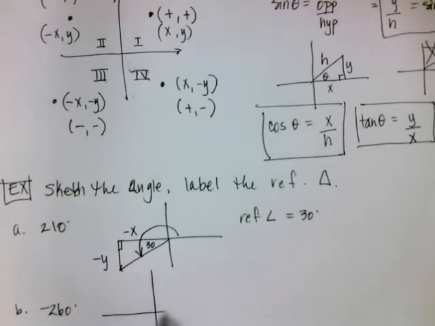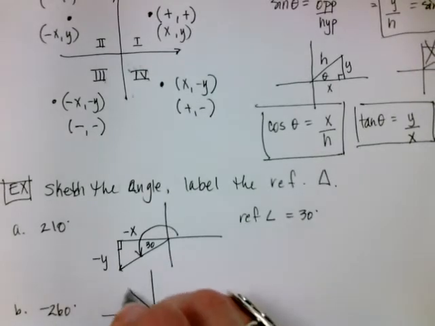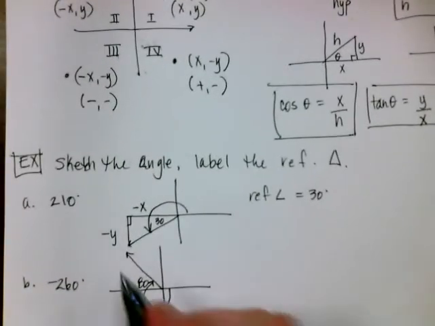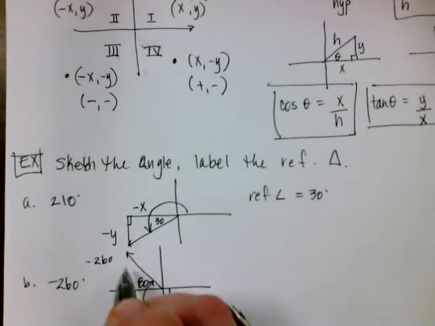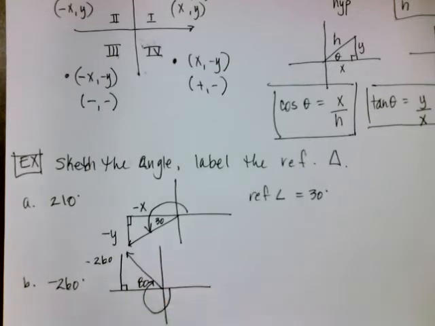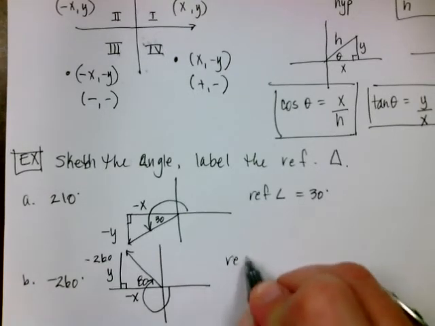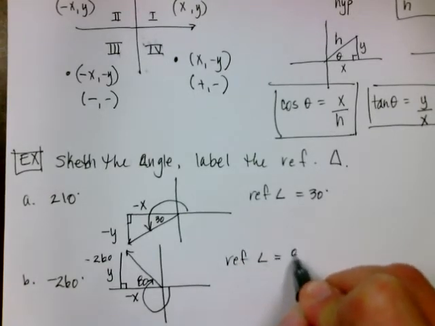Again, I always draw these angles every single time. So negative 260 is a negative 180 plus 80 degrees more. So there's the 80 degrees more. So there's the 180 plus 80. Notice I'm rotating across the bottom. So this is my negative 260. I'm going to draw my little right triangle. My x value would be negative and my y value would be positive. So my reference angle is going to be 80 degrees.